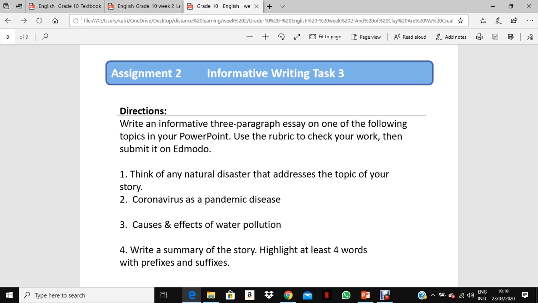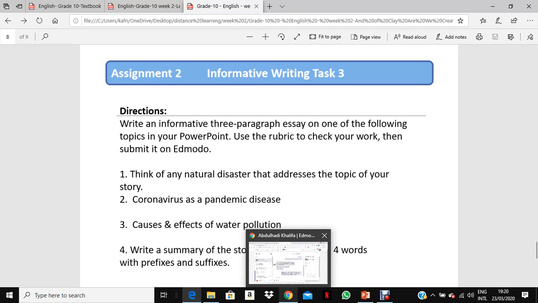The story which is talking about a reporter or a journalist who tried or did his best to help that poor daughter, or that poor kid, but he couldn't. So you can write another essay that addresses the topic of this story, or you can write about coronavirus as a pandemic disease, or cause and effects of water pollution, or write a summary of this story, which is Of Clay Are We Created, and highlight at least 4 words with prefixes and suffixes.